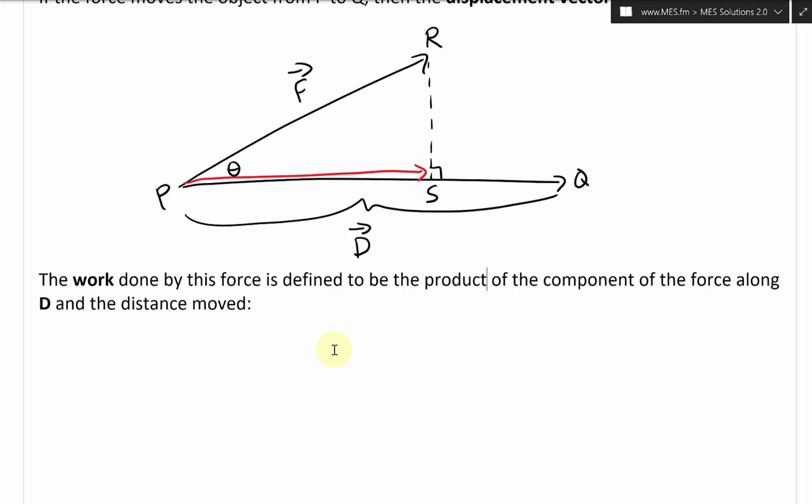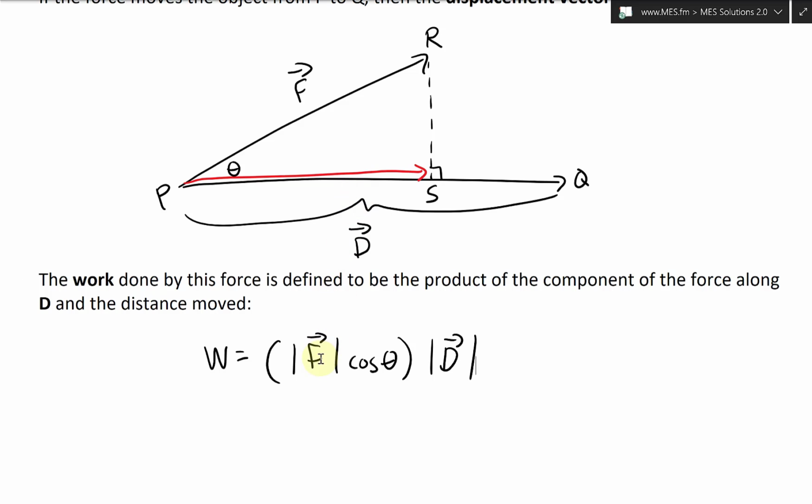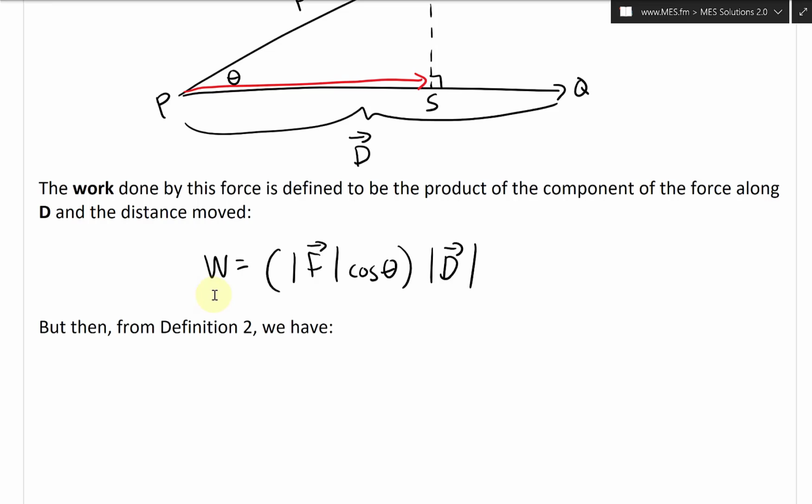So in other words, work is defined as equaling right here. This is going to be the component, the projection onto here. In other words, the magnitude of that force vector times the cosine to get the cosine direction of it, along this PQ, and then multiply the distance traveled. So that is the work.